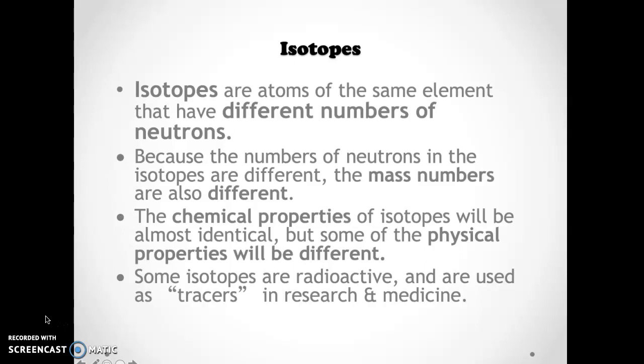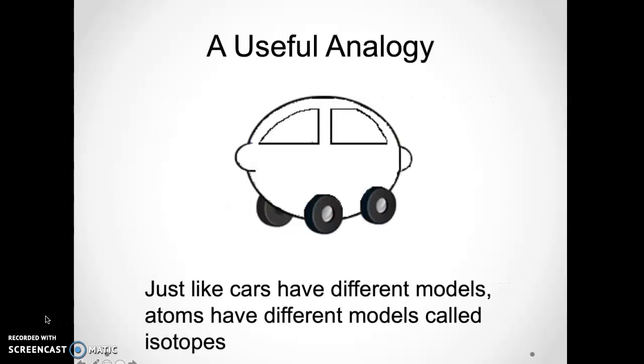They're used as tracers in research and medicine. Nuclear power plants are driven by certain isotopes. Nuclear bombs are also driven by certain isotopes. But in general, your basic isotope will have identical chemical properties as every other isotope. Some of the physical properties might be a little bit different, and a lot of it is related to the fact that you get unstable nuclei when you mess around with the number of neutrons in an atom.